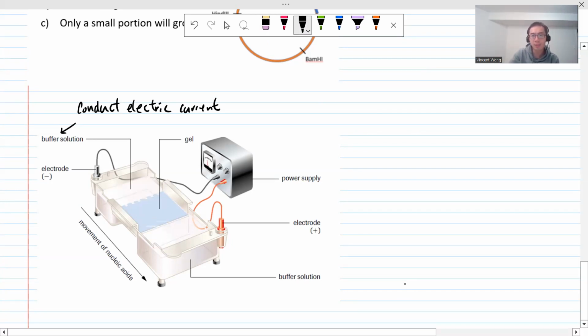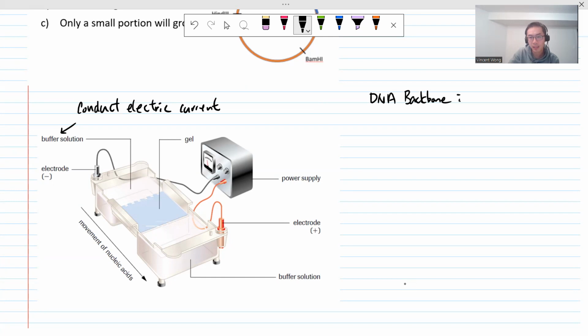And if you think about the DNA backbone, it is negative because of the phosphate, right? It's a sugar phosphate backbone. That's one of the first things I taught you in the course.